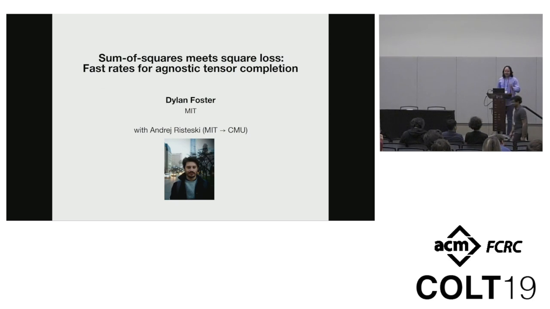Cool. Yeah, so this is a talk about efficient algorithms for tensor completion in the agnostic model. It's work with Andrei Ristevsky. So let me describe the problem.